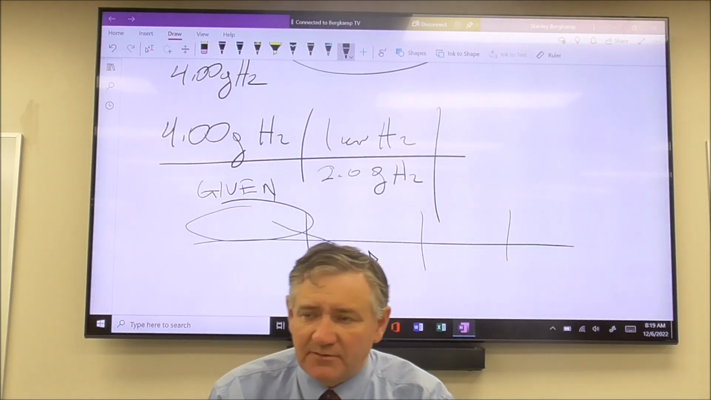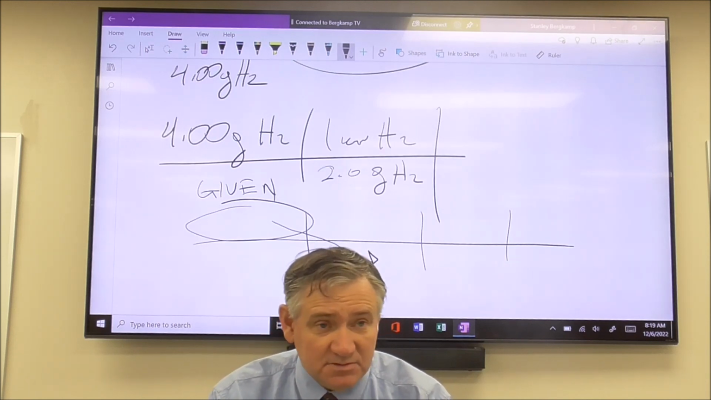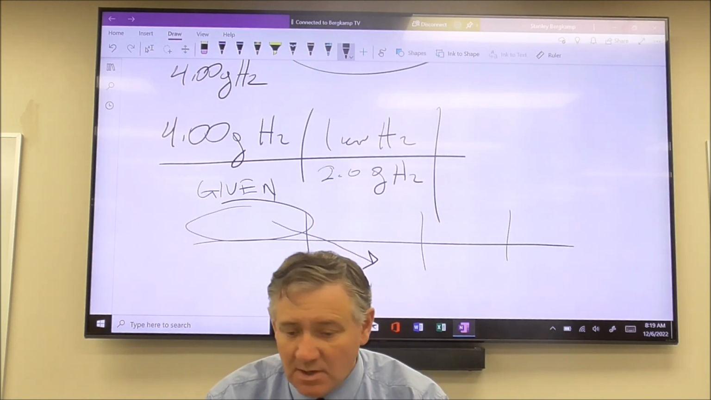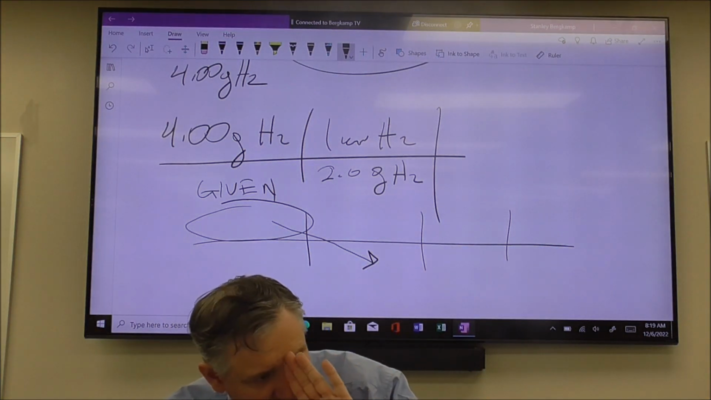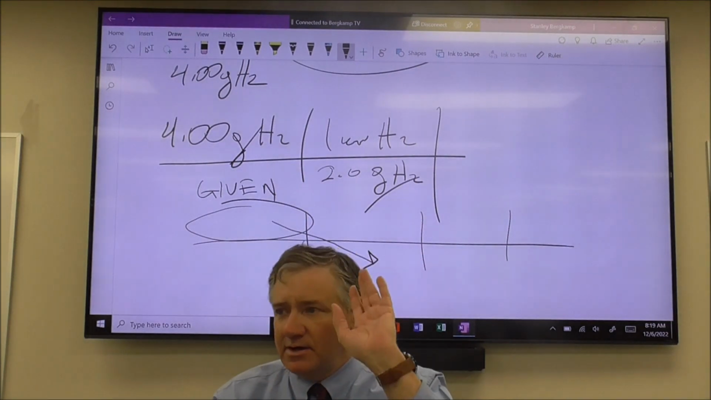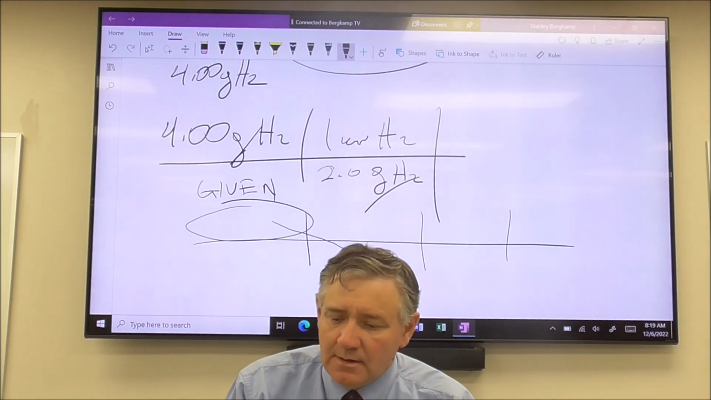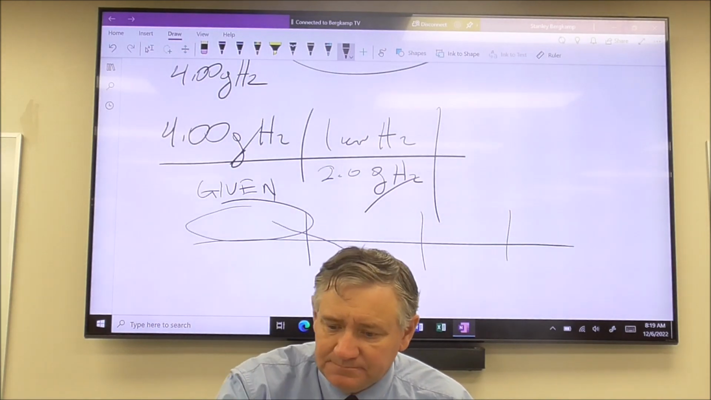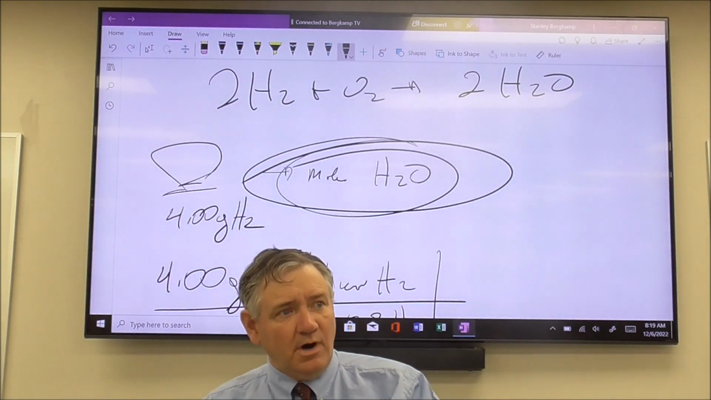What units would I have? I'm on grams of hydrogen, moles of hydrogen, parts of hydrogen? Moles of hydrogen. If I do nothing else, if I stop right here, grams of hydrogen cancel out, I know I'm going to have 2 moles of hydrogen. Okay? But that's not what I want. I want to end up in moles of water.